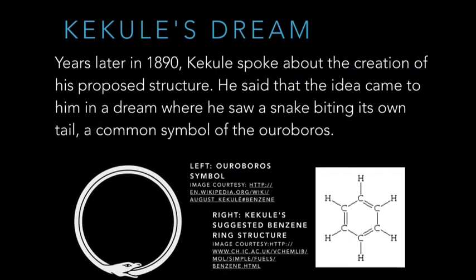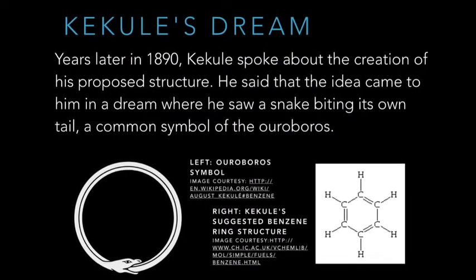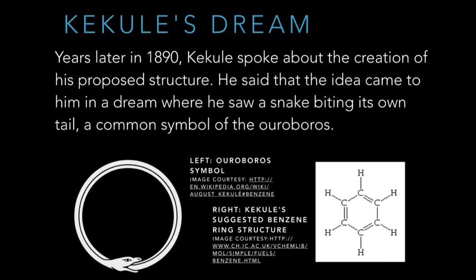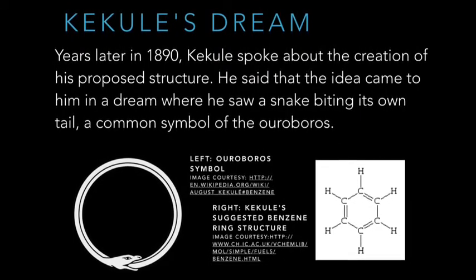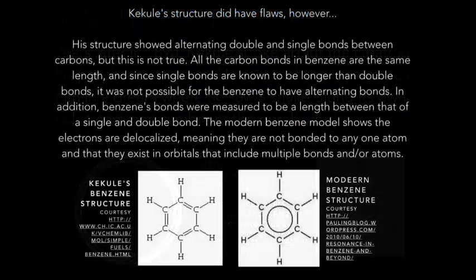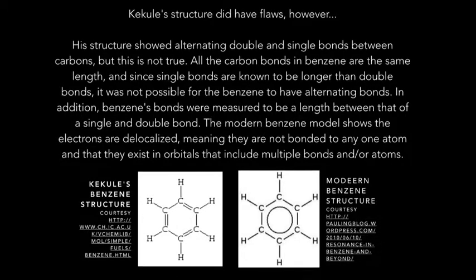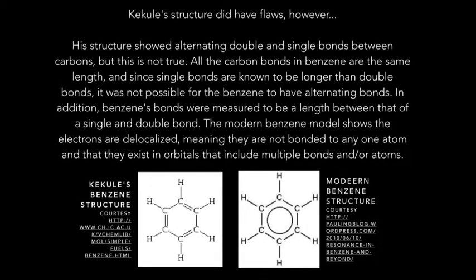Years later, in 1890, Kekulé spoke about the creation of his proposed structure. He said that the idea came to him in a dream where he saw a snake biting its own tail, a common symbol of the Ouroboros. Kekulé's benzene structure is important because it helped to further establish the concepts of chemical structure.